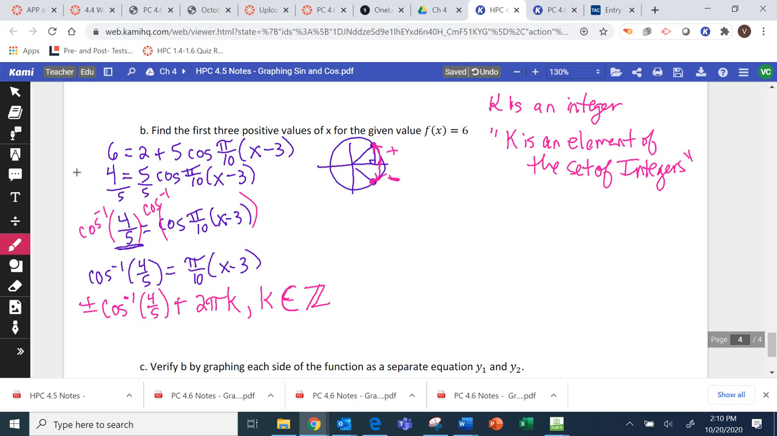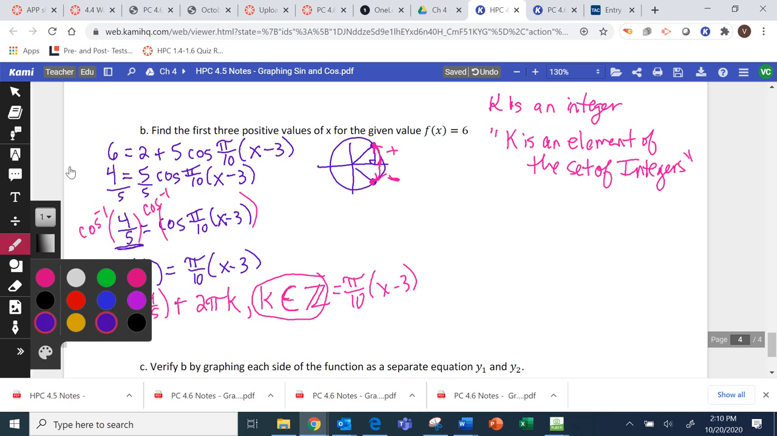All right, I'm sorry. That equals pi over 10 times x minus 3. I really maybe shouldn't have put that right there. Okay, so we're still solving this. We still don't have x by itself. Let's go back to solving this. What do I do next? Multiply both sides by what? 10 over pi. And multiply both sides by 10 over pi.